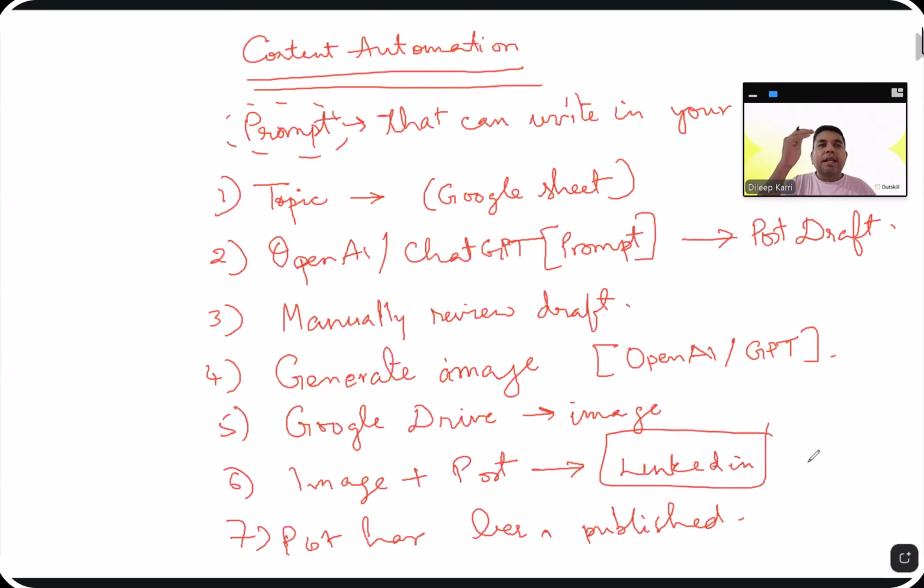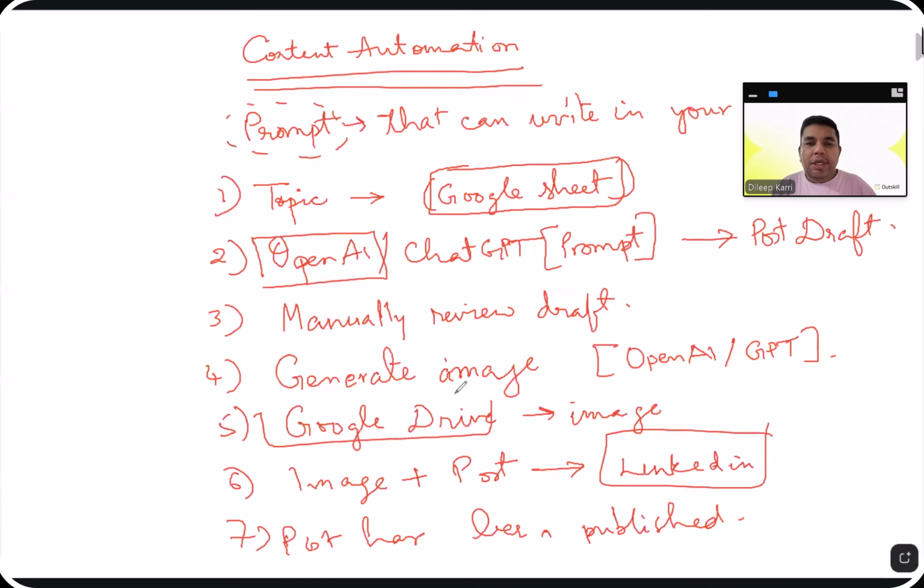So I need to have this level of clarity in the steps if I have to build automations. If you don't have this level of clarity, you will fail when you try to build an automation. Now let us quickly look at the software needed. You have Google Sheet, you have OpenAI, that is ChatGPT, then you have Google Drive, and you have LinkedIn. So these are the 4 software that I will require to do this.